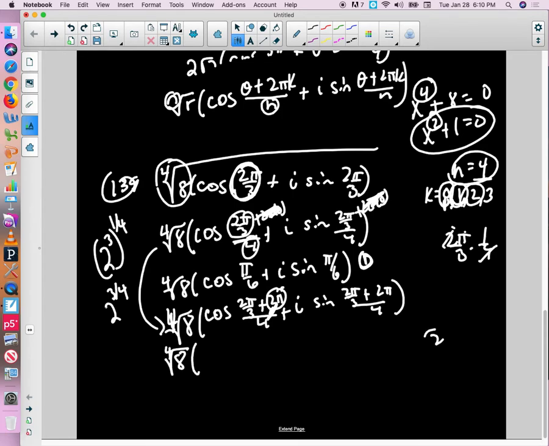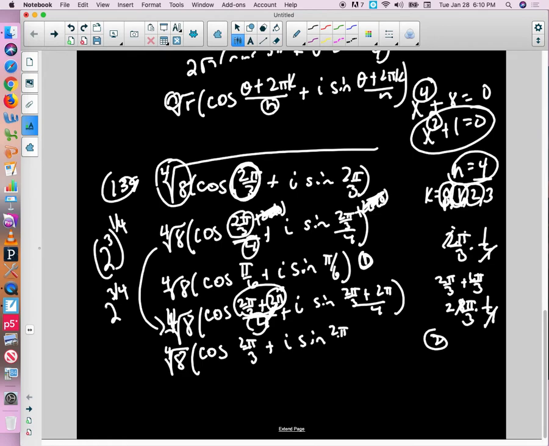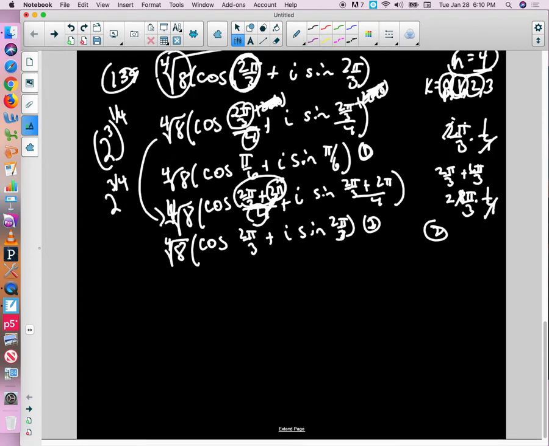Alright, so writing my second one a little bit better. This is the cosine of 2 pi over 3 plus 2 pi. If you get a common denominator, that is 8 pi over 3, and then divided by 4. If I reduce, I get 2 pi over 3, plus i sine of 2 pi over 3. Alright, so that's the second one. I need 4 of them.